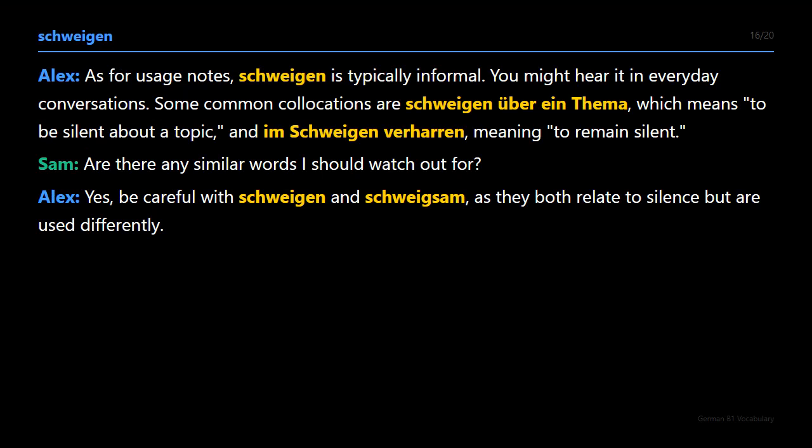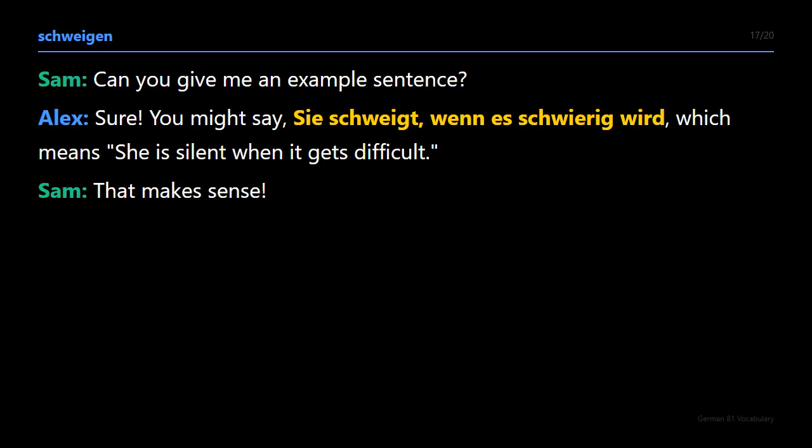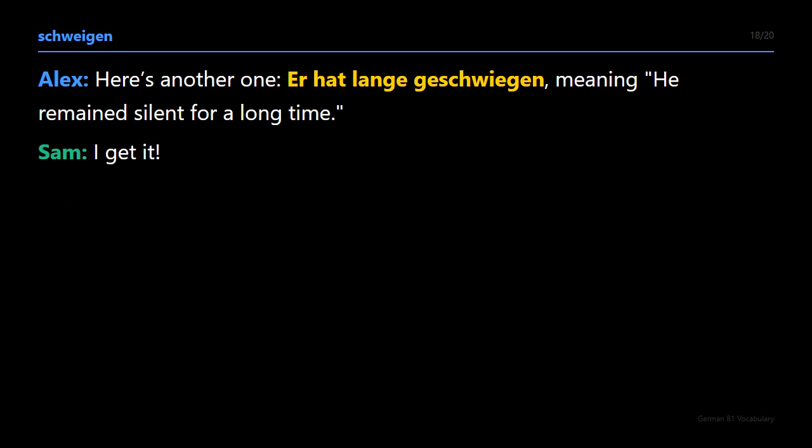Yes, be careful with schweigen and schweigsam, as they both relate to silence but are used differently. Can you give me an example sentence? Sure. You might say, Sie schweigt, wenn es schwierig wird, which means she is silent when it gets difficult. That makes sense. Here's another one. Hat lange geschwiegen. Meaning he remains silent for a long time.